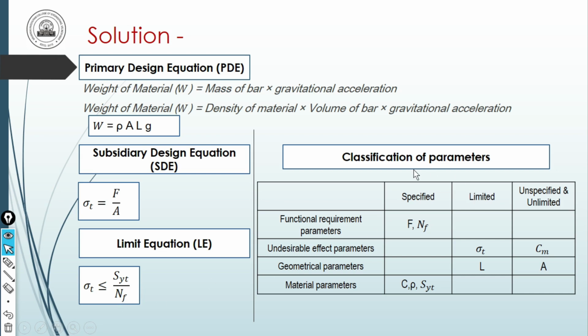Again the classification of parameters remains same. F and NF are specified functional requirement parameters, and C, rho and SYT are your specified material parameters. Then sigma T and L are limited parameters. CM and A are unspecified and unlimited parameters.